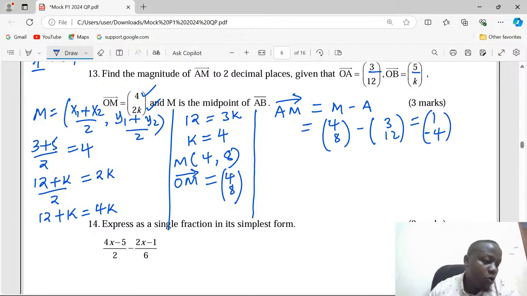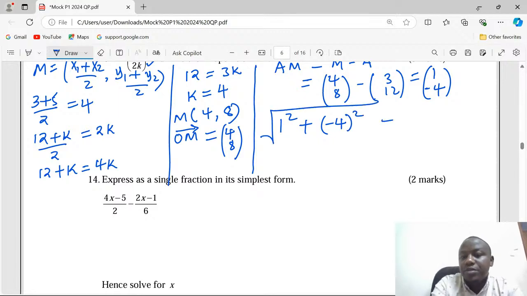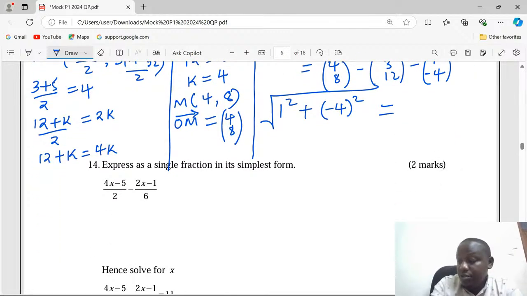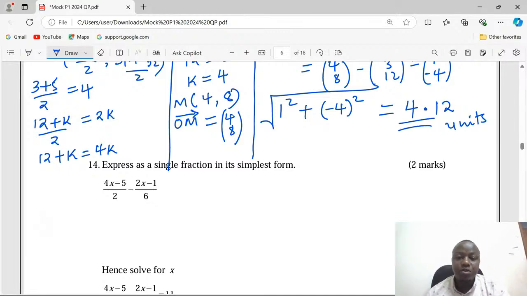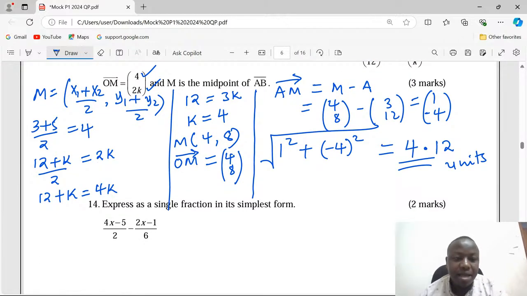Now, this is the vector whose magnitude is being calculated. To calculate the magnitude, we need 1 squared plus negative 4 squared, then we obtain the square root. Remember we've been told to 2 decimal places, so it's going to give us 4.12 units. So that is the magnitude of vector AM.